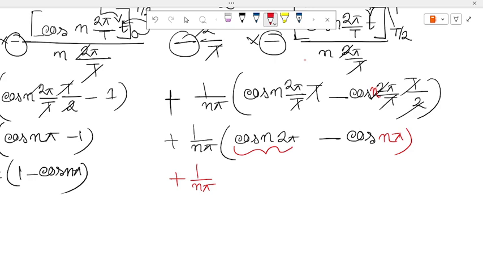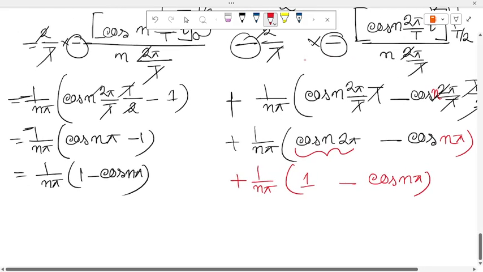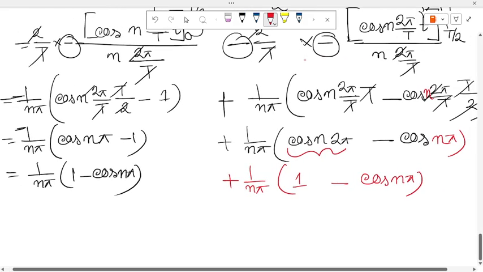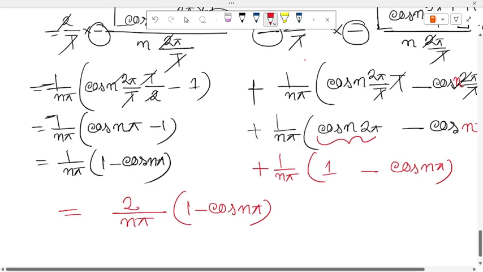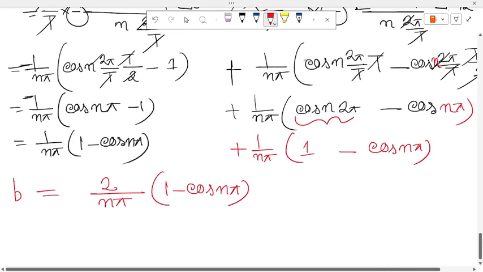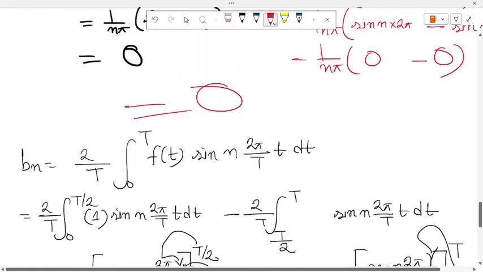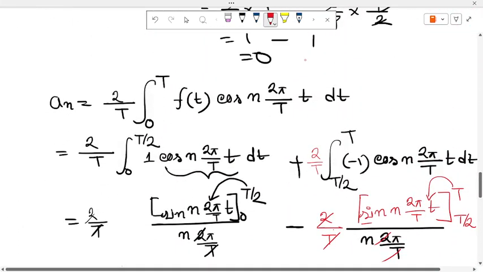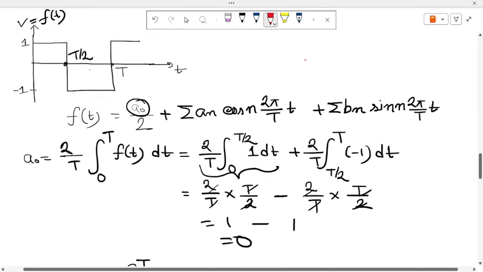Now cos n 2 pi is always equal to 1, and minus cos n pi. So these two terms become equal, so we can write 2 by n pi, then 1 minus cos n pi. This is my value of Bn. So finally I get f of t.